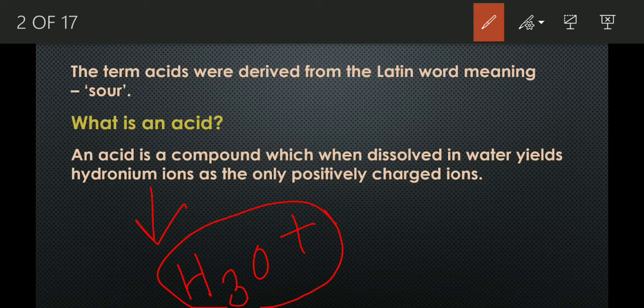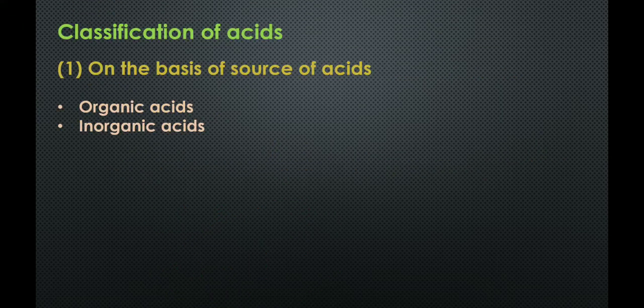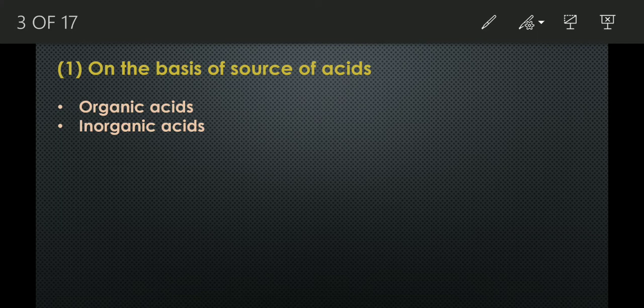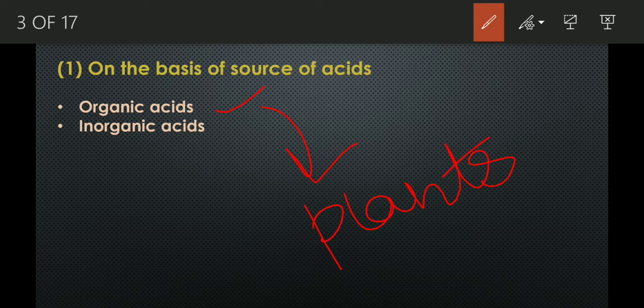Now, there are various categories on which we can classify acids. The first category is on the basis of the source of acids, that means from where we are getting the acids. First one is organic acid. An organic acid is an acid which has been derived from plants. That means we get these acids from plants. Example, acetic acid, which is present in vinegar.